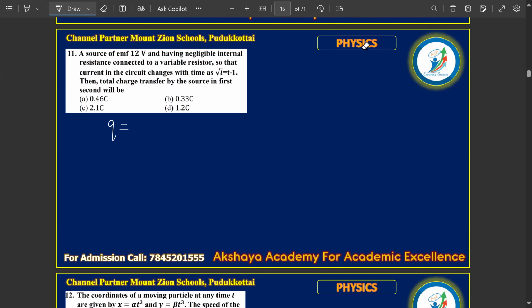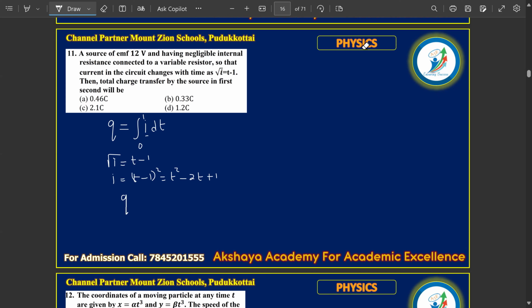That is nothing but Q, which is equal to the integral of I dt within 1 second, so 0 to 1 seconds. Here we should know the value of I. We are given root I is equal to t minus 1, so I is equal to (t minus 1) the whole square. This is nothing but t square minus 2t plus 1.